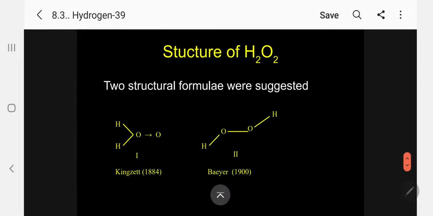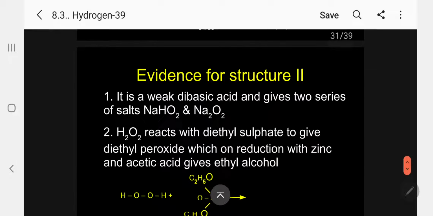Now, structure of hydrogen peroxide. Two structural formulas were suggested. One is by Kingzett in 1884, H-O-O-H with an arrow from O, this is structure 1. Another structure was proposed by Baeyer in 1890, H-O-O-H, with the O-O in the same plane, one H below and the other OH above. There are two possible structures for hydrogen peroxide. Now, I am giving evidence for structure 2.